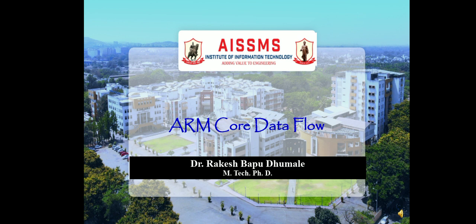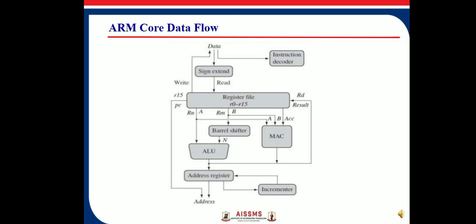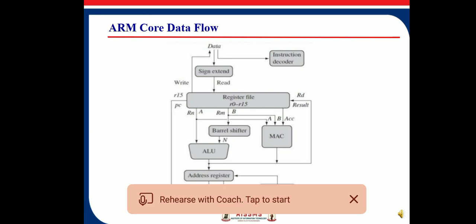In this video, we will discuss ARM core data flow. And this is the ARM 7. We will discuss the ARM 7 data flow model. An ARM 7 core is an engine within a system that fetches ARM instructions from memory and executes them.